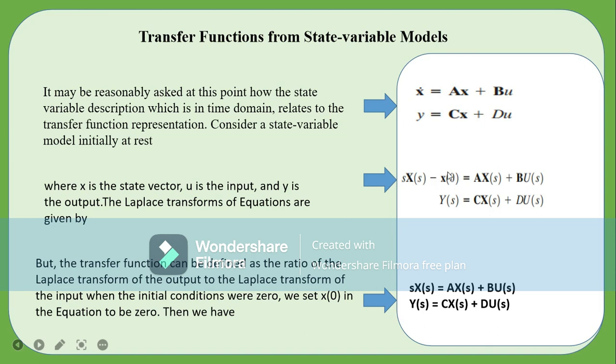So now we are going to assume that x(0) is 0 because the system was initially at rest. If it was initially at rest, all initial conditions will be considered to be 0. So when we consider that to be 0, this equation will reduce to this. You see that, and this will give you AX(s) plus BU(s), just like we have here. The only thing eliminated is this x(0), and then you repeat this side.